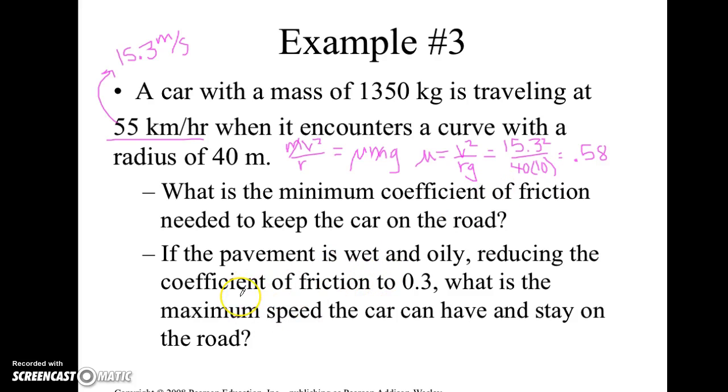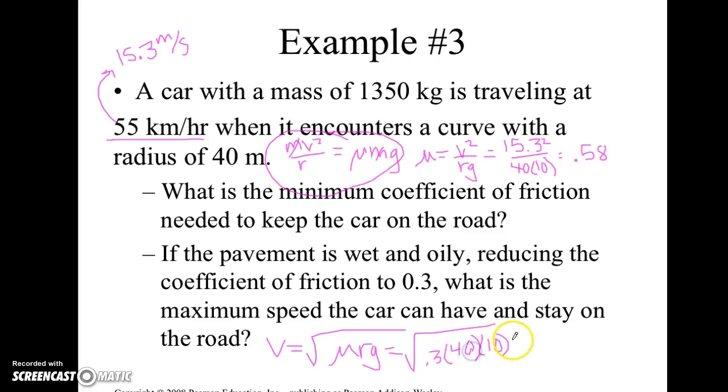And then for the second part, if the pavement is wet and oily and we're reducing the coefficient of friction to 0.3, what's the maximum speed it can have? So we're going to use the same equation. It's just now we're going to solve for that velocity again, just like we did in the last problem. It's the square root of mu rg. And so I'm going to have 0.3 times 40 times 10. And this is going to equal 11 meters per second. So we have to slow it way down if we're going to reduce the friction.